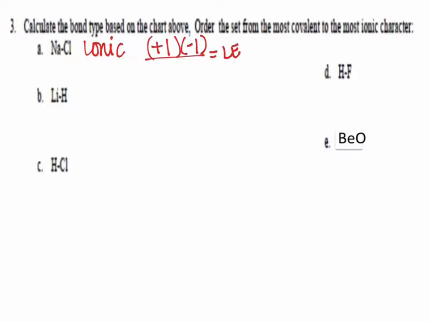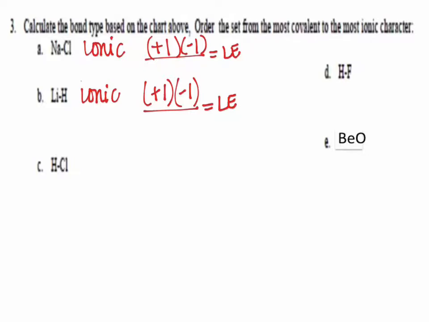What about lithium hydride? What type of bond is that? It is ionic. We have a metal and a nonmetal. In this case, we know lithium's a +1 and hydrogen is a -1. And again, we don't know the radius, so we'll come back to that. But we do know that both their charges are the same.